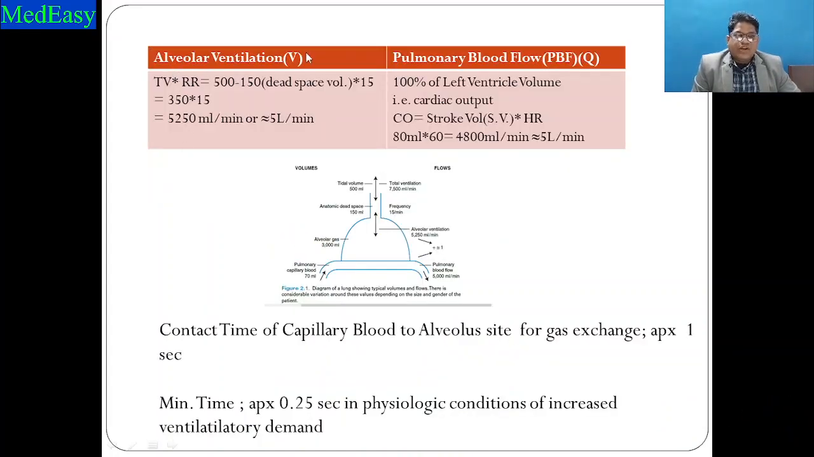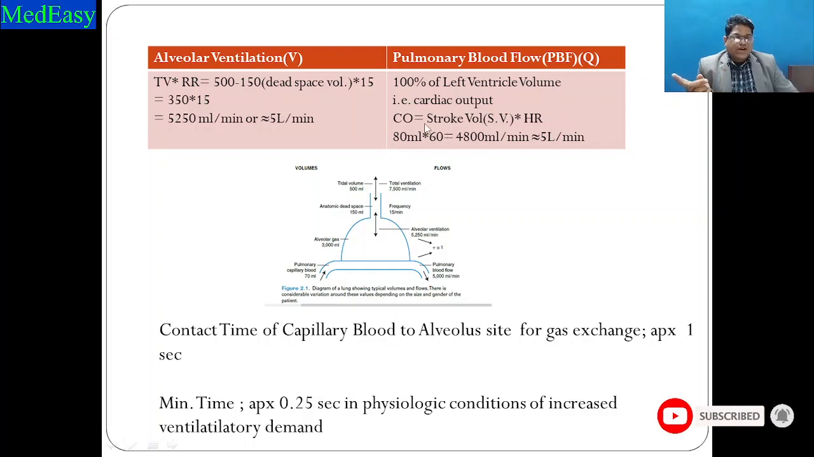We can calculate in the next slide. To calculate alveolar ventilation: tidal volume minus dead space volume, 500 minus 150, multiplied by respiratory rate, is coming around 5250 ml per minute, or approximately 5 liters per minute. Similarly, you can calculate the pulmonary blood flow. Pulmonary blood flow is 100% of left ventricular output. All the blood that is coming to the left ventricle is pumped. We know that from the pulmonary circulation it gets oxygenated, it gets saturated in the lungs, and that goes into the systemic circulation.